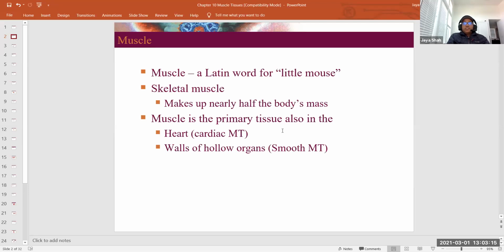Muscle is the primary tissue also in other parts of the body, but those muscles are not skeletal muscles. They are cardiac muscle tissue in the heart, smooth muscle tissue in the wall of hollow organs, in the wall of tubular organs like GI tract, urinary tract, reproductive tracts. In the heart, cardiac muscle is found particularly in the wall of ventricles and wall of atria.